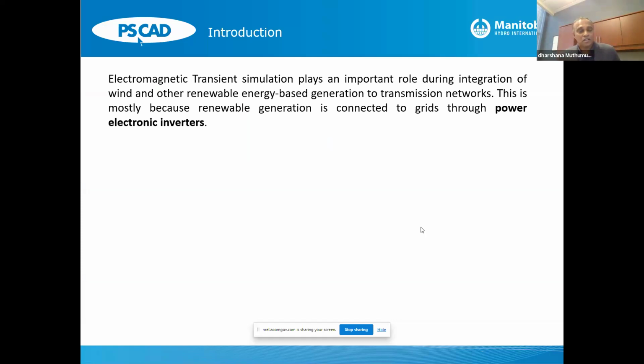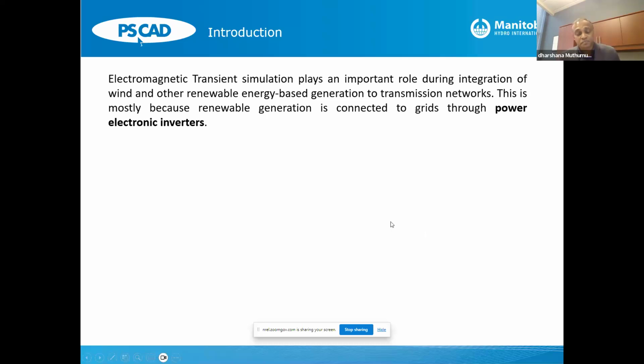So, EMT simulations, right? Why do we need EMT simulations to facilitate large-scale inverter-based IBR connections? The simple answer is the power electronics. The response of power electronic devices, especially when they are being connected to weak grids, sometimes cannot be accurately predicted based on RMS simulations only. So there have been situations where we have to go to more detailed EMT simulations.